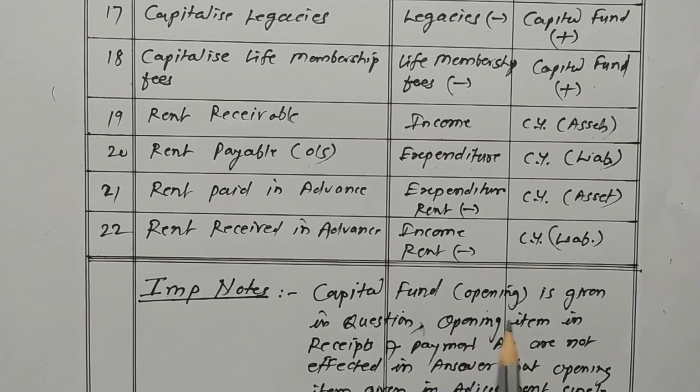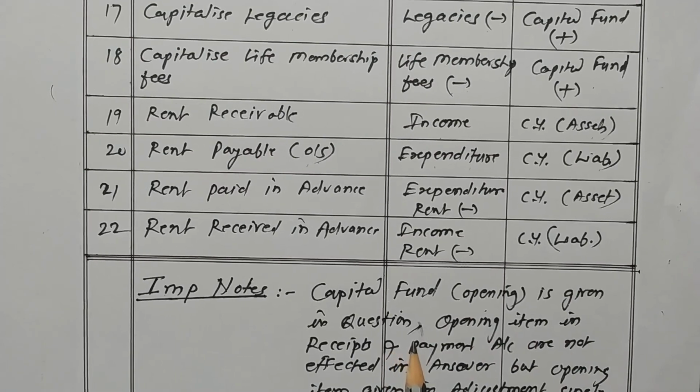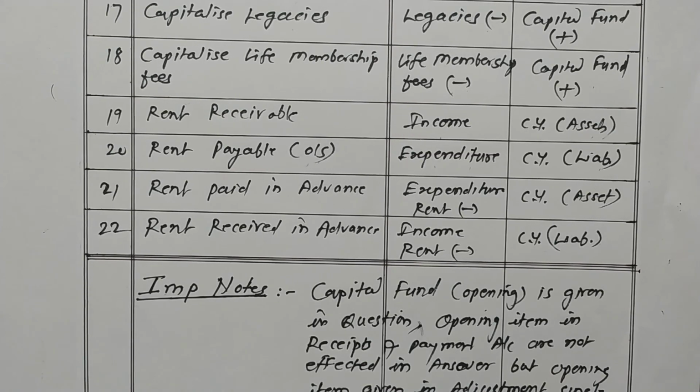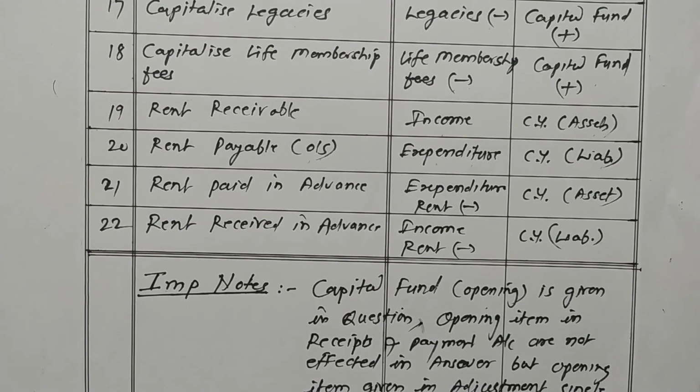Some of the important notes are to be noted. Capital fund. Opening balance is given in question. Opening items in receipt and payment account are not affected in the answer sheet. But for opening items given in the adjustment, single effect is required. These important notes are to be memorized.